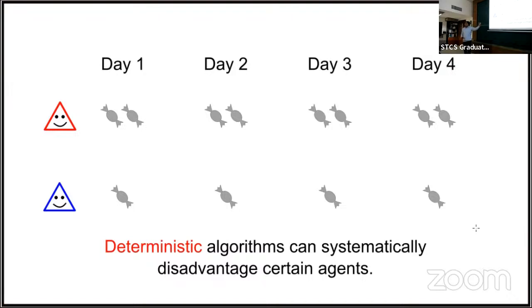I'll actually give you some other examples. This is the setting where the red player always goes first. So it's red, blue, red, blue, red, blue always. So if you use that deterministic round robin, it might lead to these unfair looking allocations.